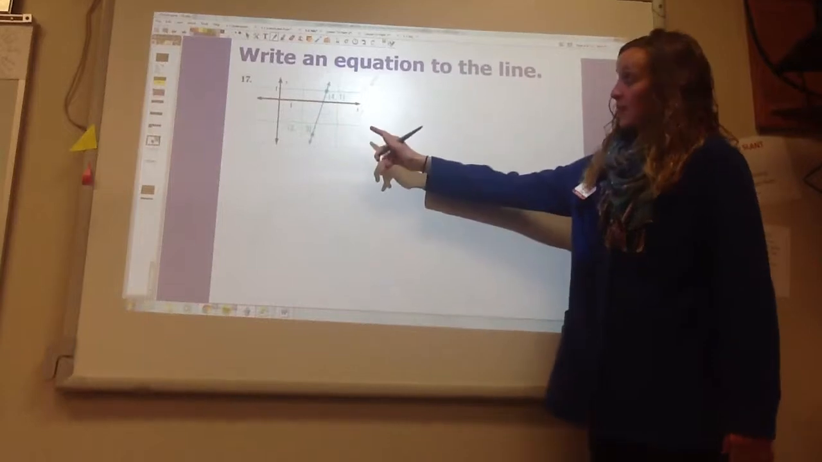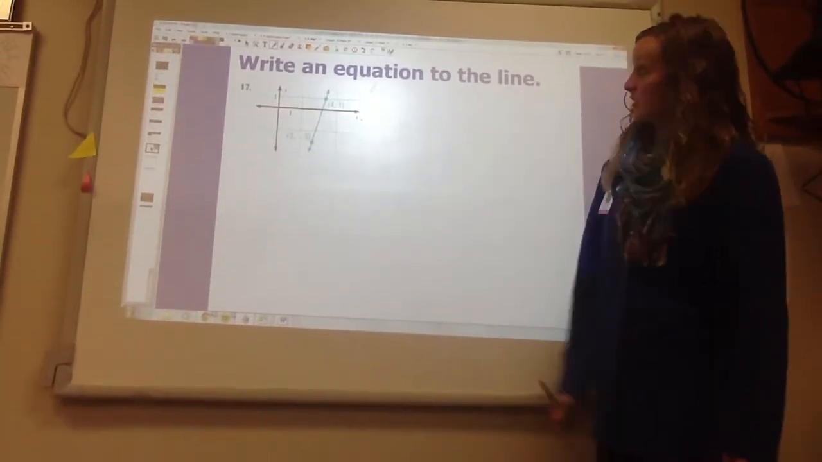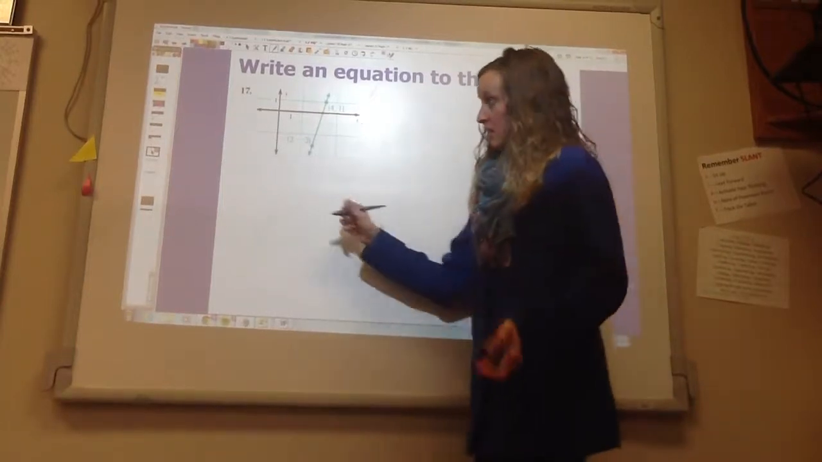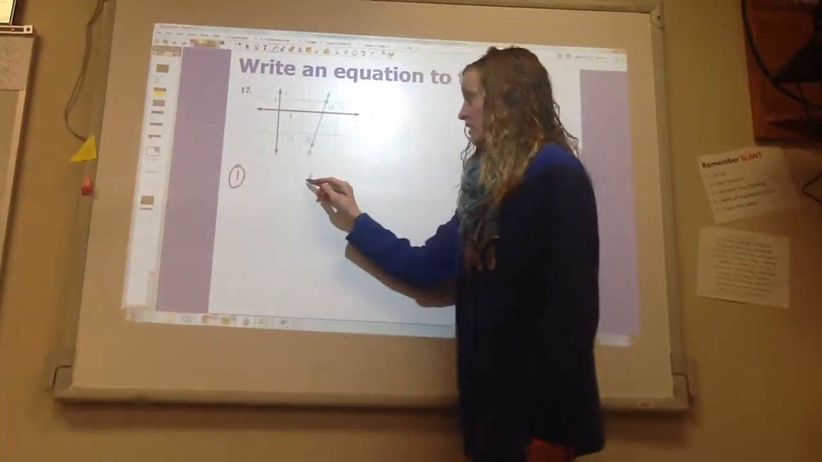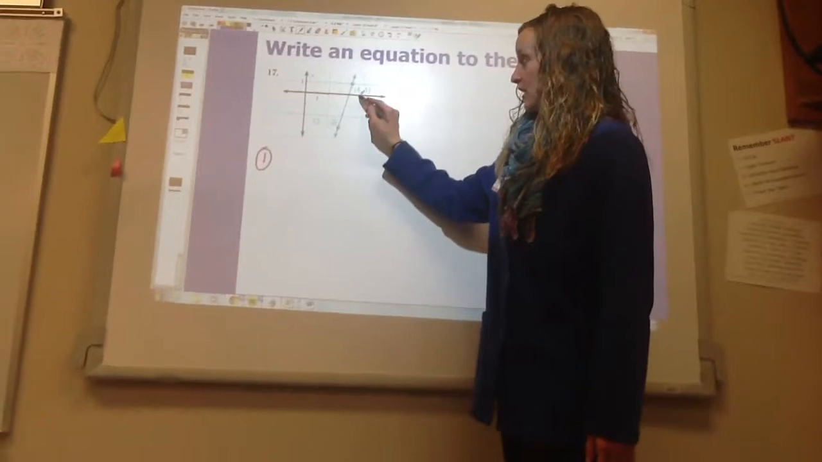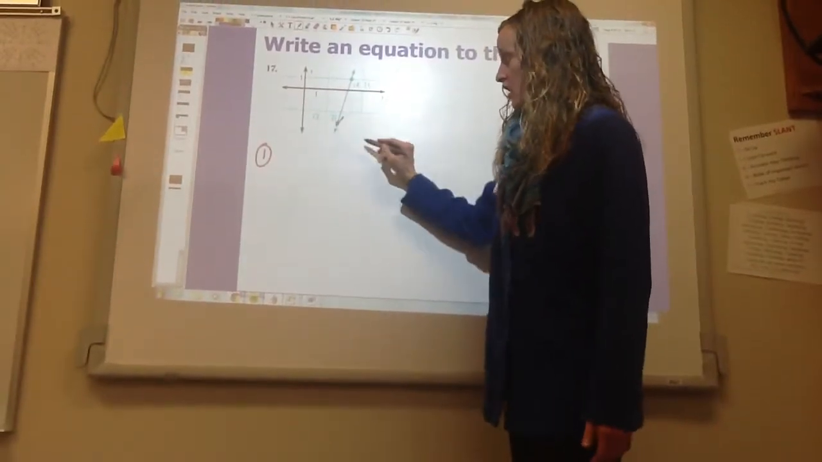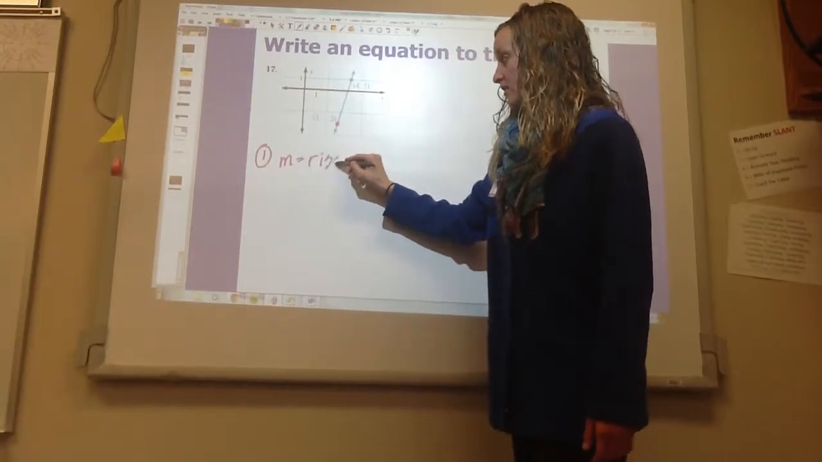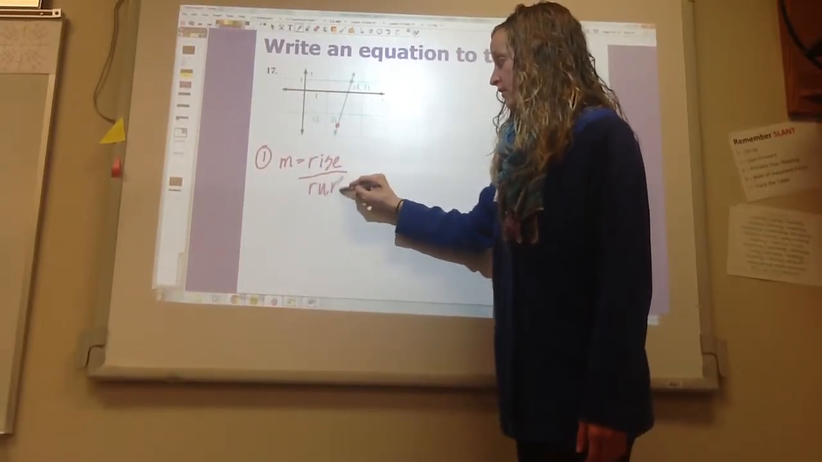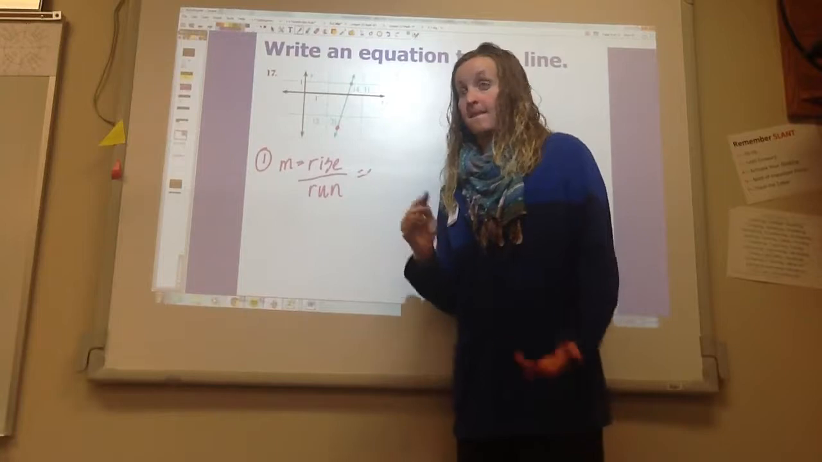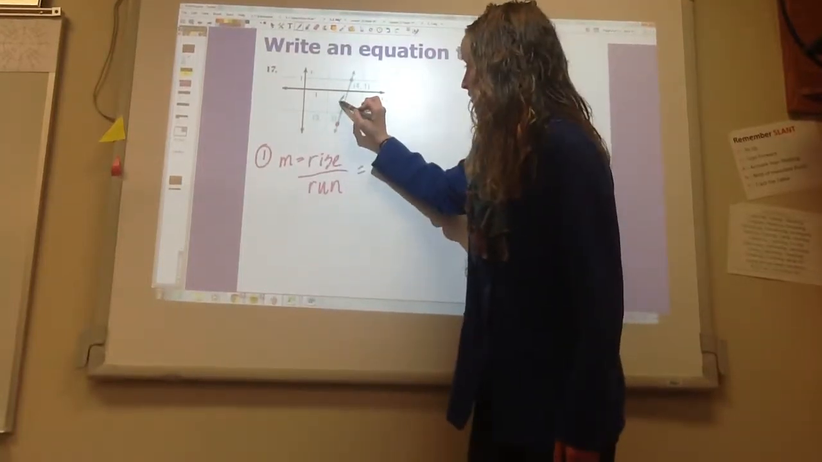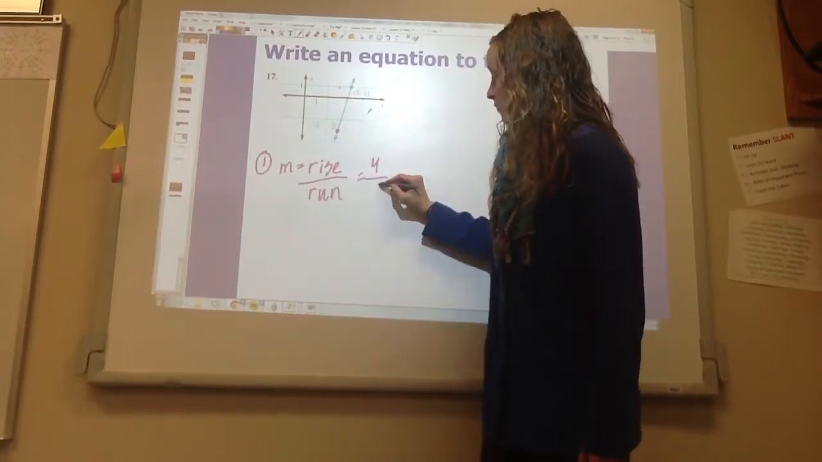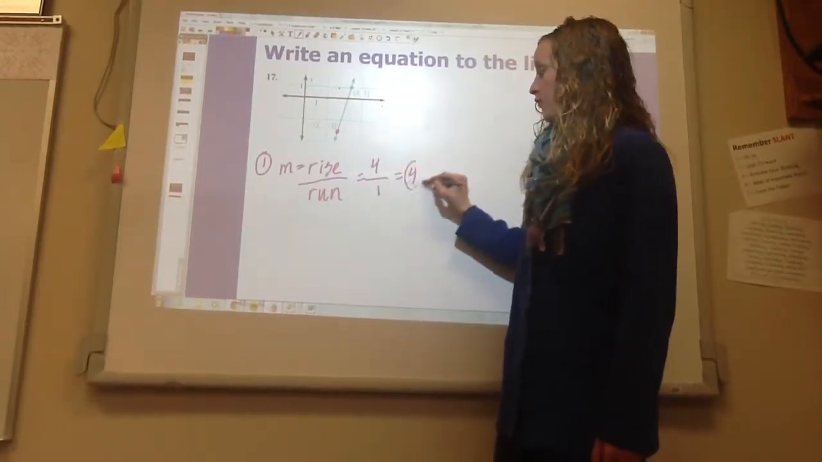Now, I would highly suggest that, okay, write an equation to this line. Well, right now we don't know our slope, but can we find it? If this point is 3, -3, and this is 4, 1, well, how much do we have to rise? Because you know that slope is rise over run. So we count up 1, 2, 3, 4. You rise 4. You run 1. You just found out your slope is 4.